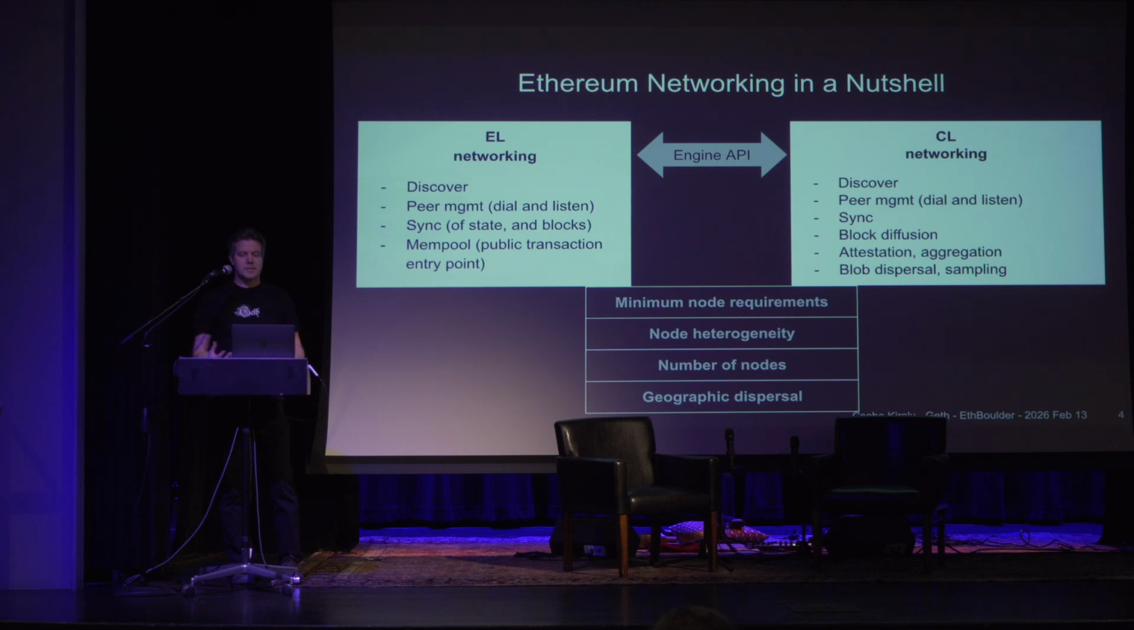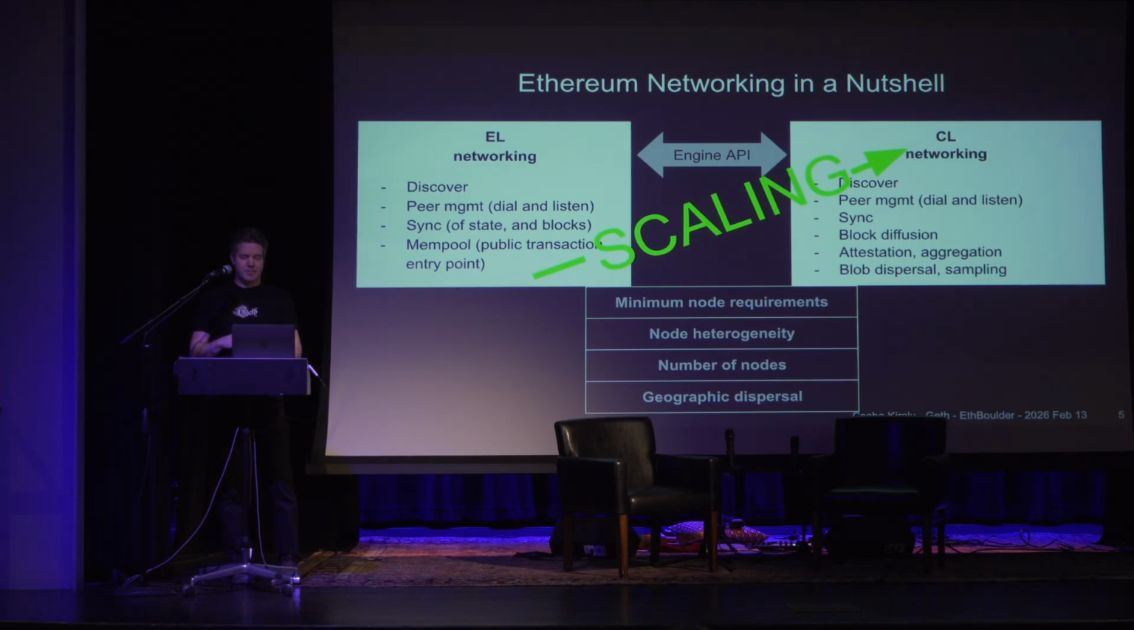And then all this is running in an environment, right? So we have minimum node requirements. Nodes are different. We have a bunch of nodes, 10,000 nodes. And they are geographically dispersed. There are nodes in Africa, there are nodes in Australia, and in many other places. And this is the system that we want to scale.